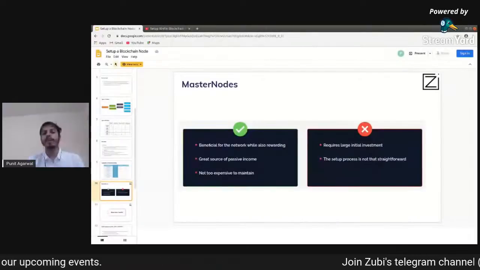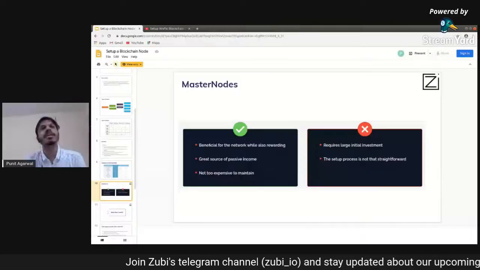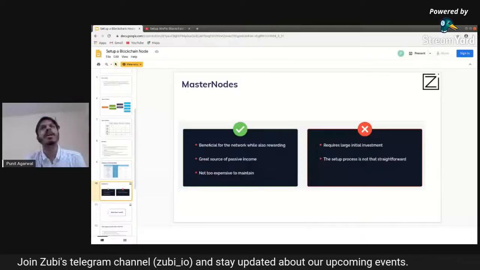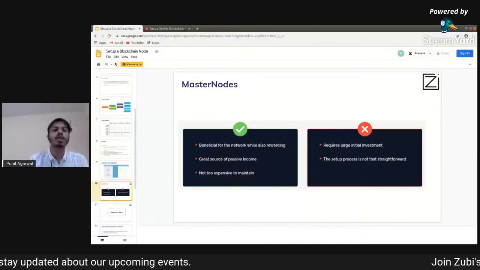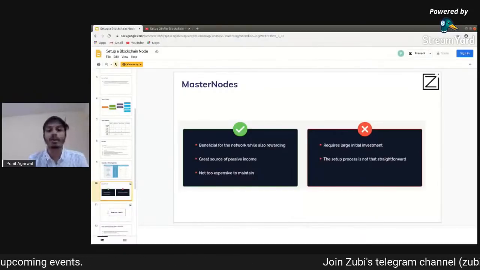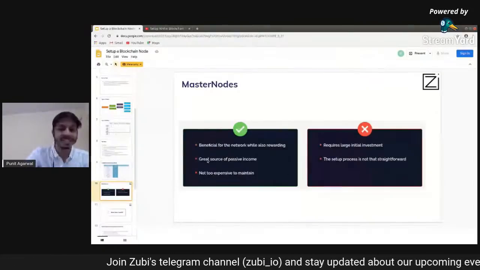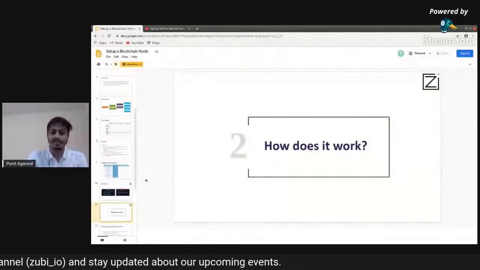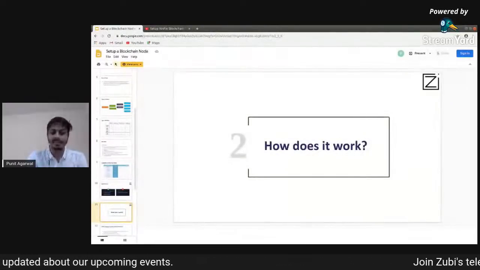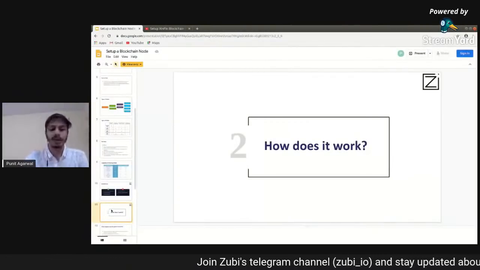The only cons, or the misunderstandings of master node, is that people think that in order to host a master node you would require a huge amount of investment, but this is not the case. Master node doesn't require a large initial investment, and that process is very easy. So let's understand what exactly happens when I host a node on any blockchain network.